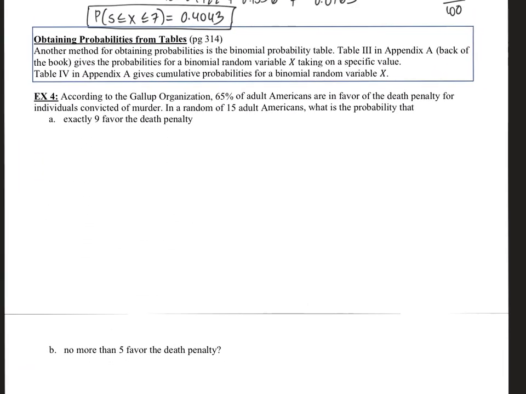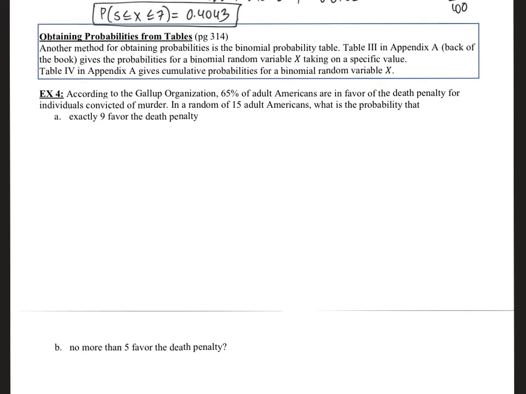So next, we're going to look at obtaining probabilities from tables. Another method for obtaining probabilities is the binomial probability table, which would be in your book. Table 3 in Appendix A, which is in the back of your book, or it's also provided on Pearson during the homework problems, gives the probabilities for a binomial random variable x taking on a specific value. Table 4 in Appendix A gives cumulative probabilities for a binomial random variable x.